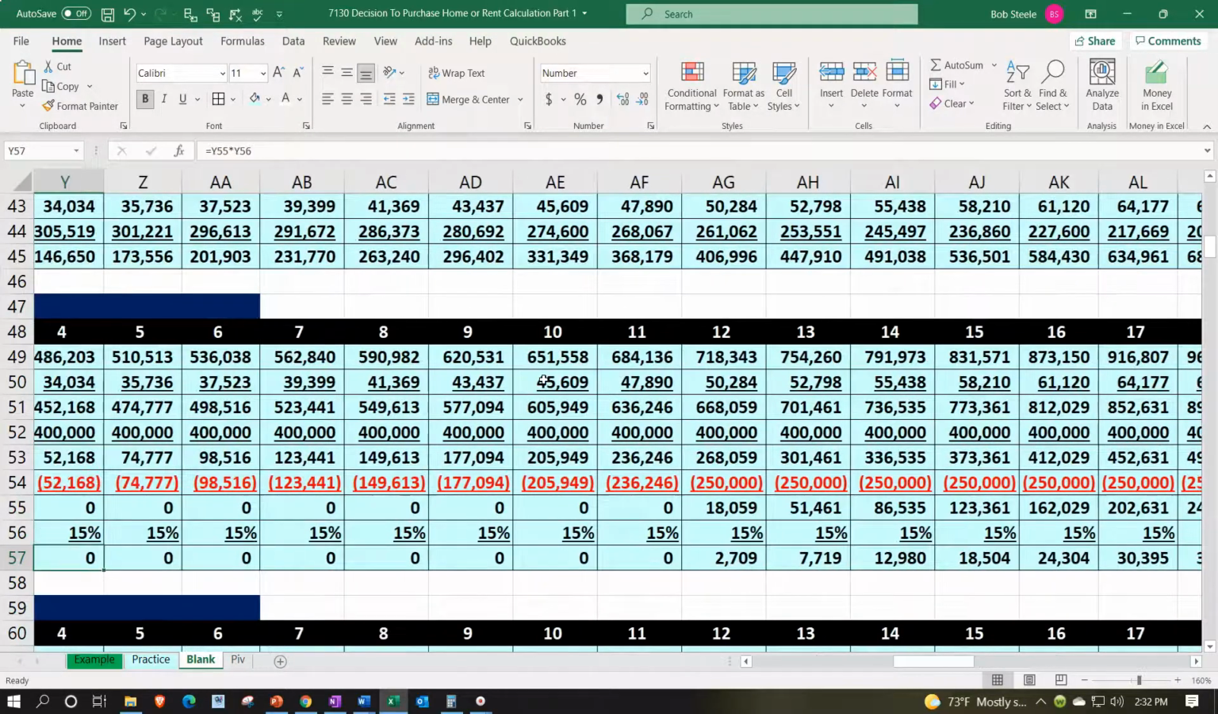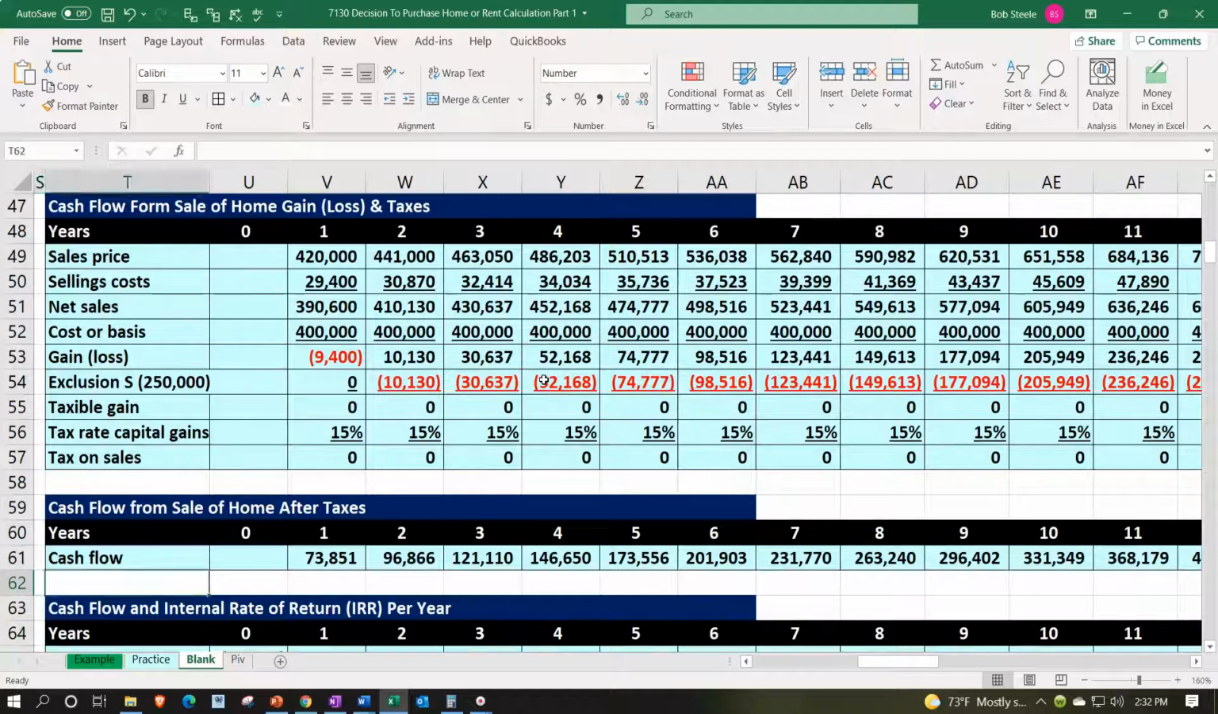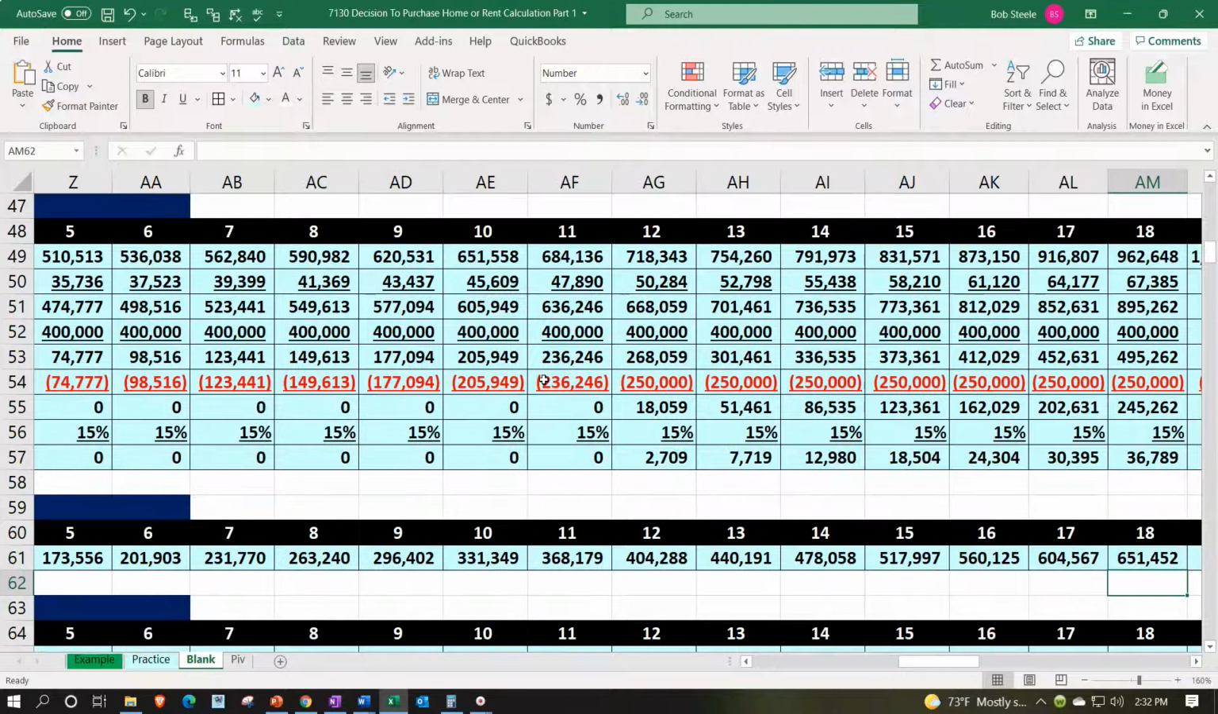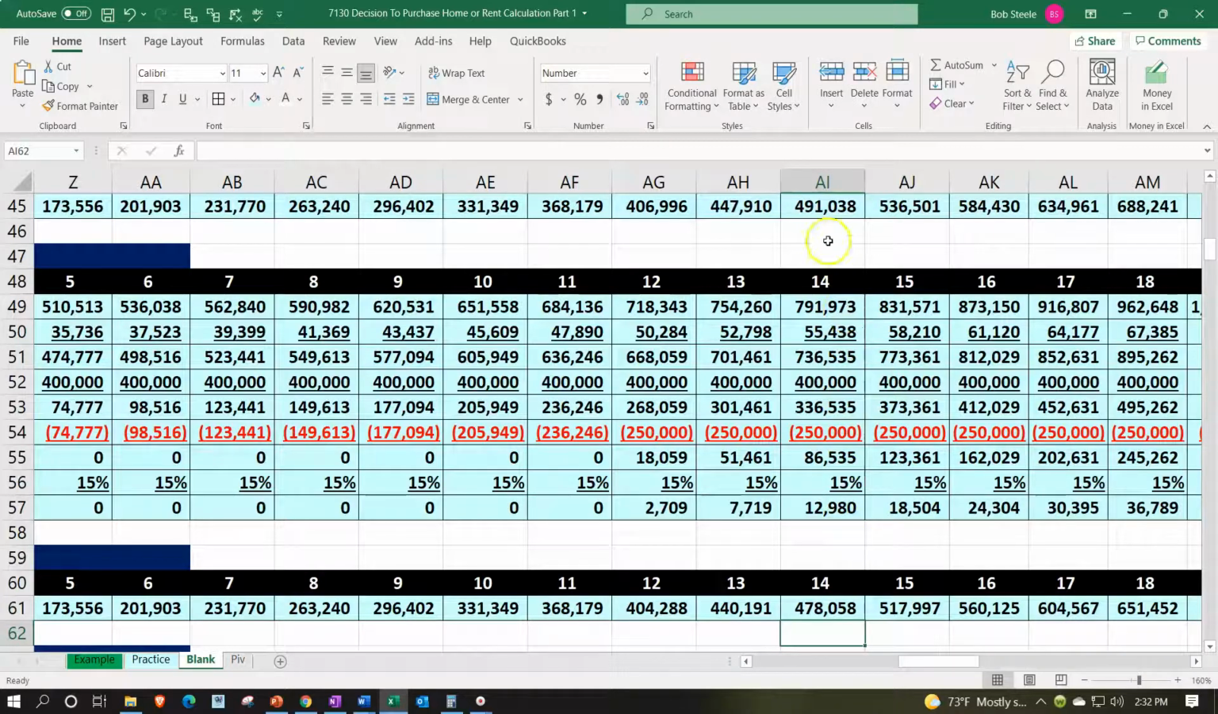So then, taking that into consideration, we've got the cash sale from the home after taxes, which kicks in and is different after we get out here, because we're subtracting out the amount of the taxes. So here's how much cash we got paying the government. And so we got the net amount.